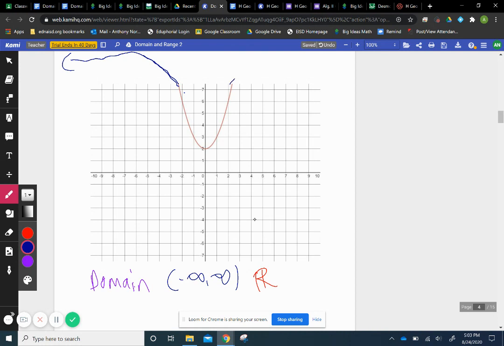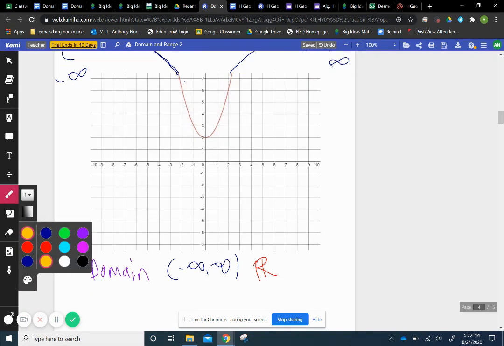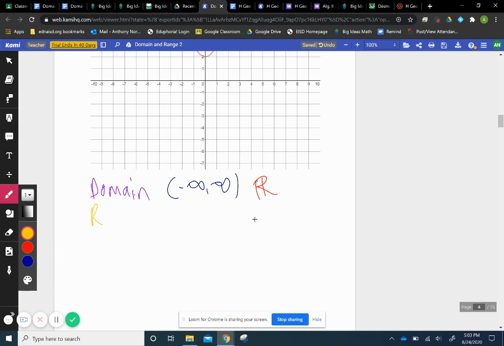Same thing on the right. Eventually it's going to go all the way over here. What's back here? Negative infinity. It's over here, positive infinity. What does that mean? We're correct about the domain. Next one, the range. The range is a little more tricky.